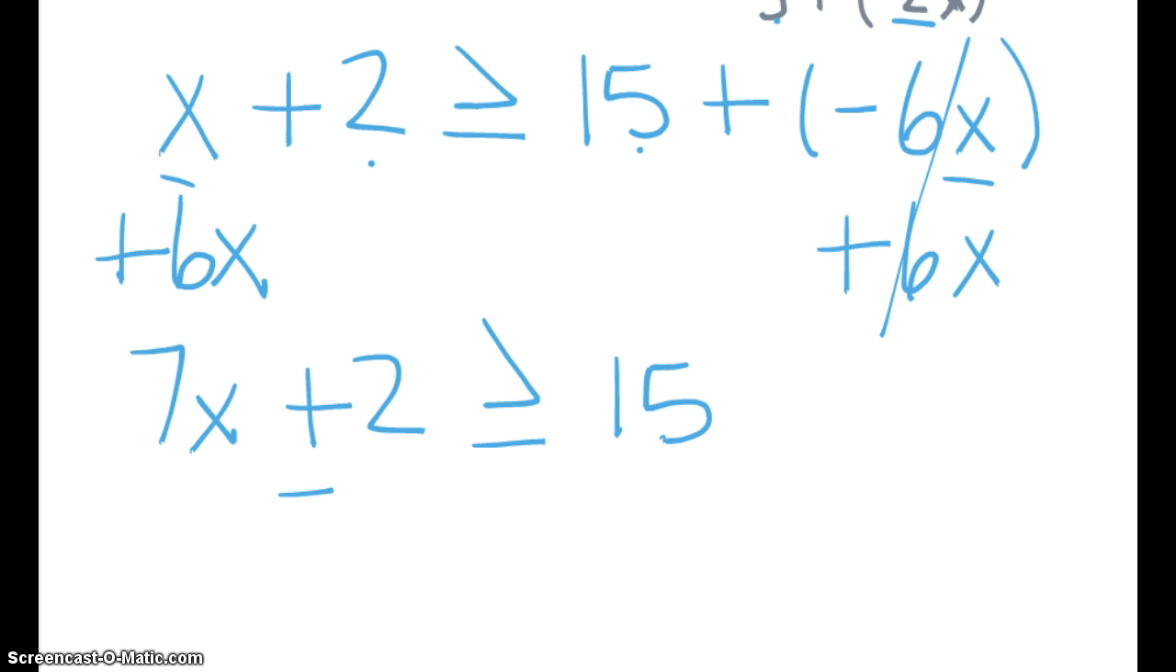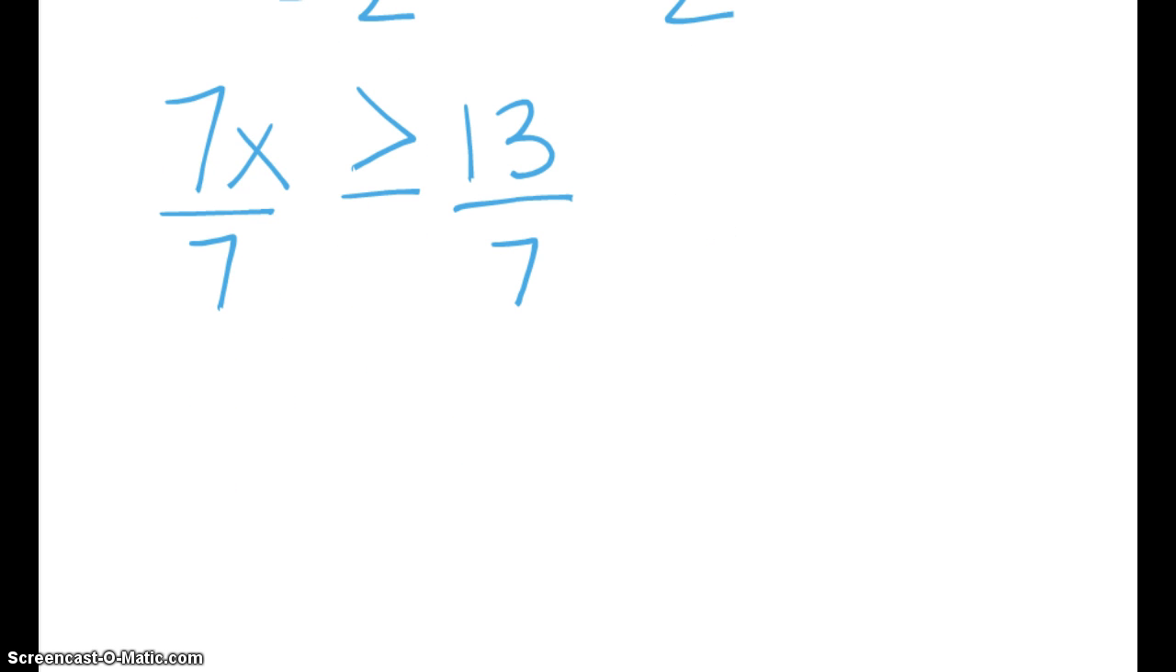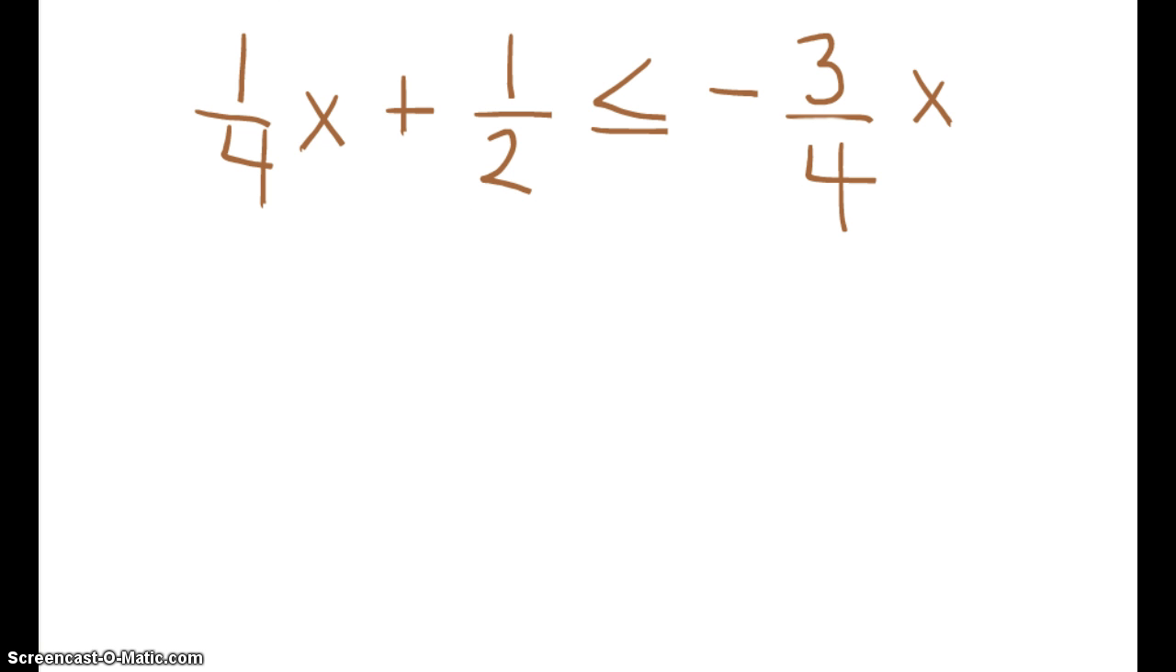Now I'm going to subtract 2 from both sides. So I get that 7x is greater than or equal to 13. I'm going to divide by 7 and divide by 7. Now since I'm dividing by a positive, I do not flip my inequality sign. So I keep it the same. So x is greater than or equal to 13/7. Okay, next one, write this one down and solve it.